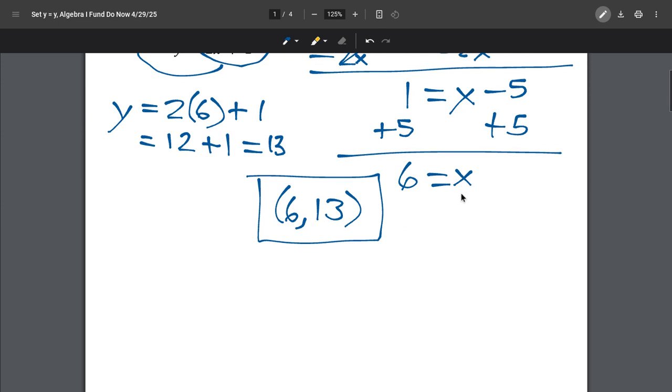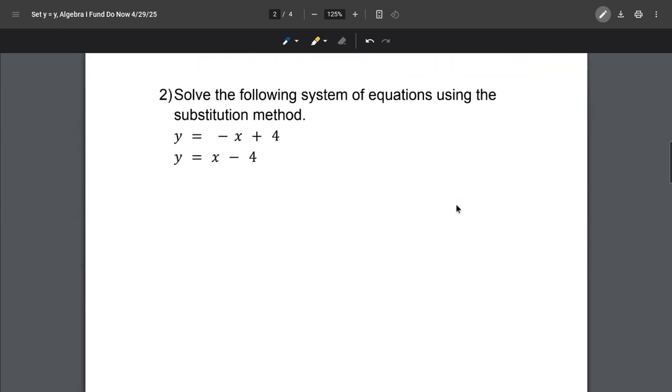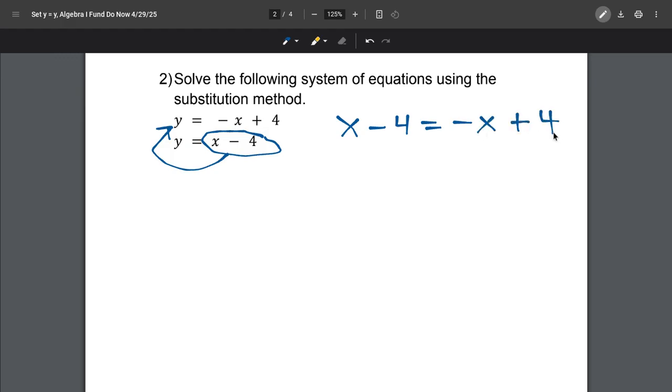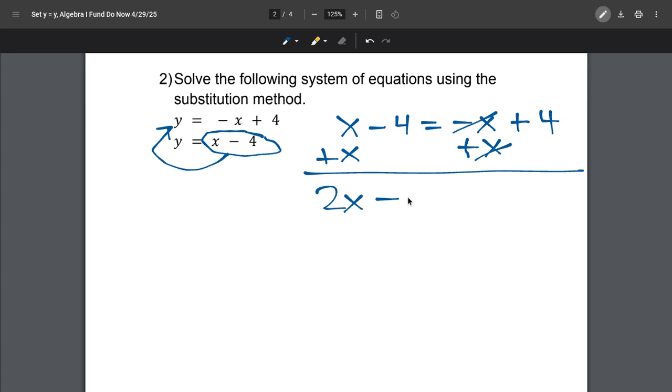All right, let's take a look at another one. Second one here, we're going to solve, again, using substitution. I could say this value here, I could put this in for y here, so I can say x minus 4 equals negative x plus 4. I want to get my x's all to one side, so I'm going to add x to both sides. So I'm going to get 2x, these will cancel, minus 4 equals 4.